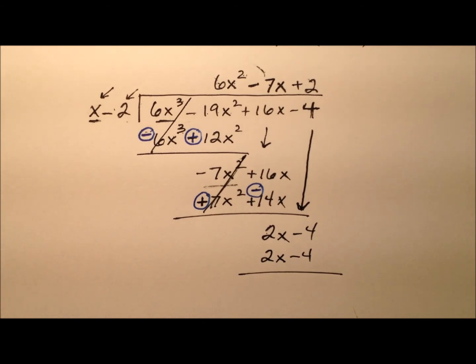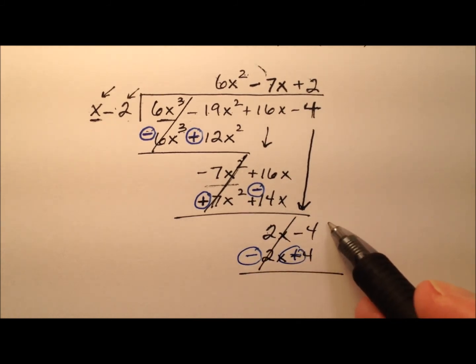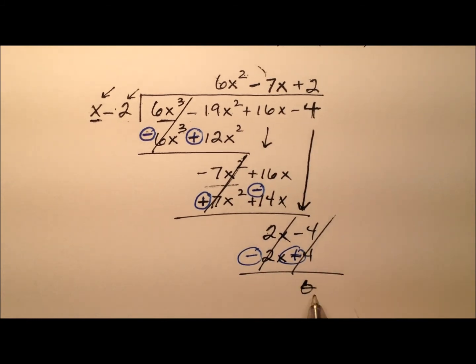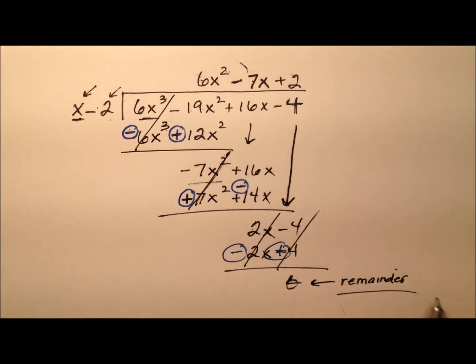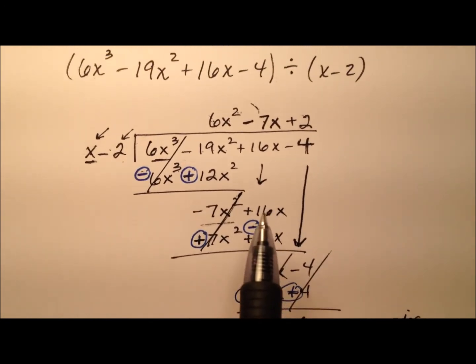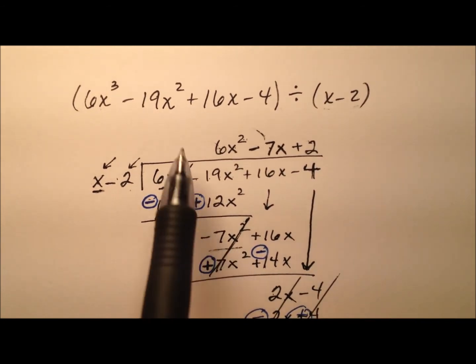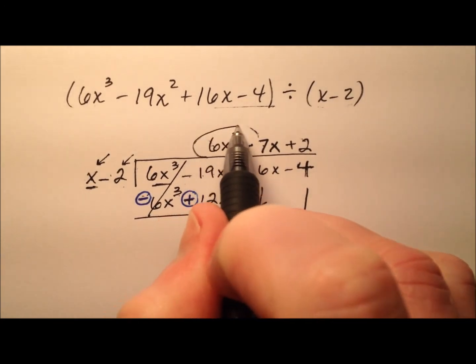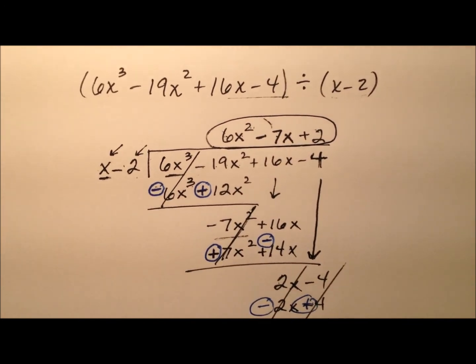And this is a good sign here. So we're going to go through, change the signs here and here. And what do you notice? Well, this cancels and this cancels. So I have nothing left over. So a remainder then of 0. And remember, if there's a remainder of 0, it means that this linear binomial x minus 2 evenly divides this cubic polynomial. And when I divide, the quotient I get is this 6x squared minus 7x plus 2.